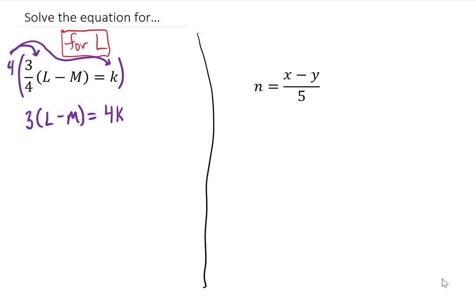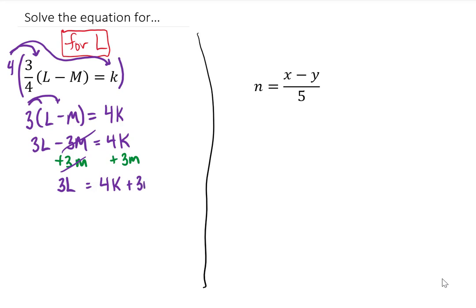Okay, now on the left, let's do a little bit more distributive property. So we get 3L minus 3M equals 4k. Now the problem did ask for me to isolate the L, so I don't want the M on the left hand side. So in order to make me not have that M there, I'm going to move it. I'm going to add 3M to both sides, moving it to the right hand side. So nice cancellation, and on the left we now have 3L, and on the right we have 4k plus 3M.